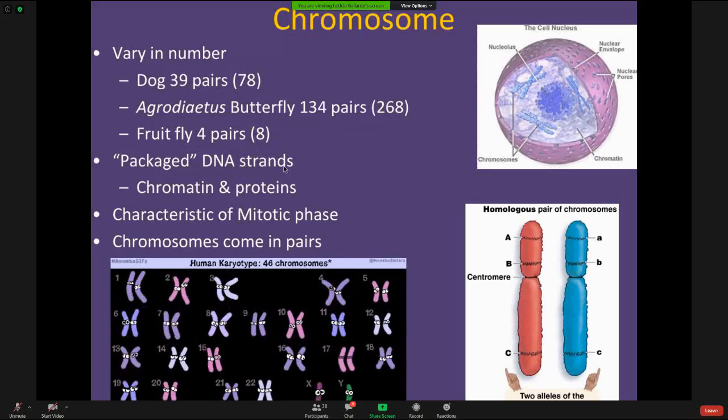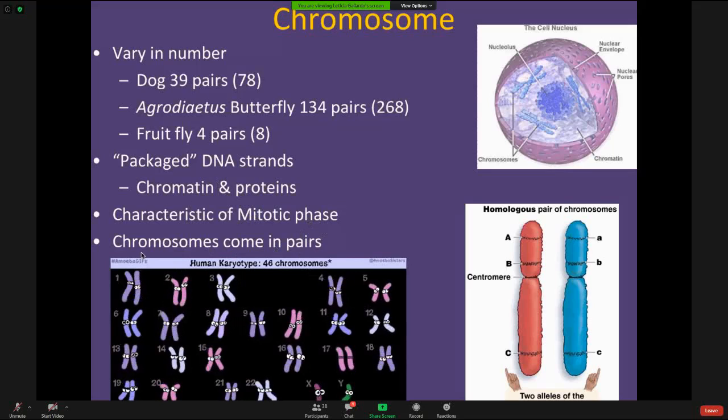Again, your chromosome is a packaged up DNA strand that is a double helix of nucleotides that's condensed up with proteins called histones to make this discrete packet. And again, only going to be in the chromosome phase during the mitotic phase when the cell is going to be dividing. And then the last characteristic I want to note is that your chromosomes are going to come in pairs. Those pairs are called homologous pairs.